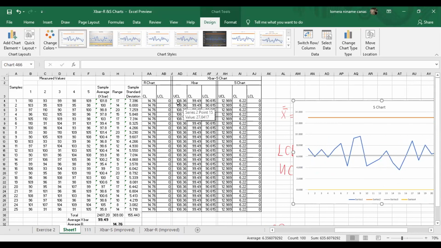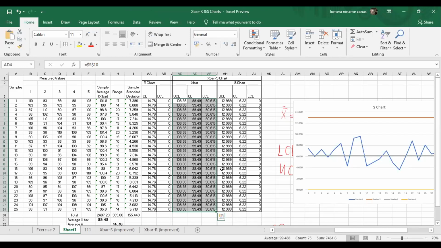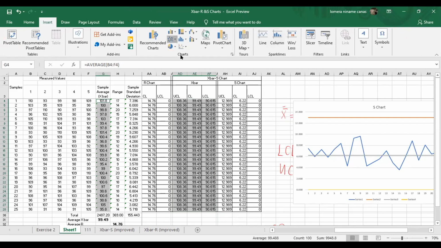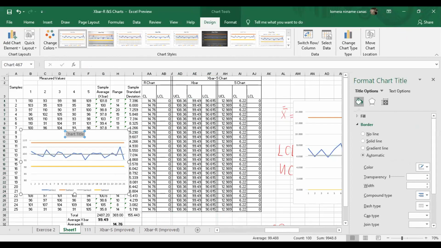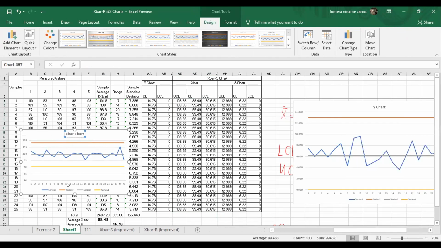Okay, so we have here the values of the limits of the X bar on the standard deviation, and then highlight the values also for the sample average for the 25 groups. So this is the X bar chart. This is X bar on standard deviation.